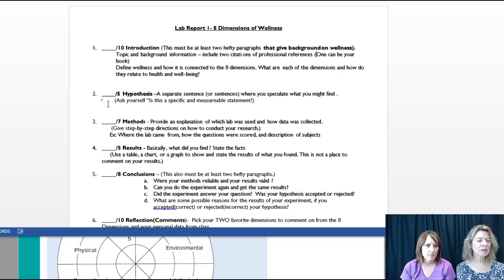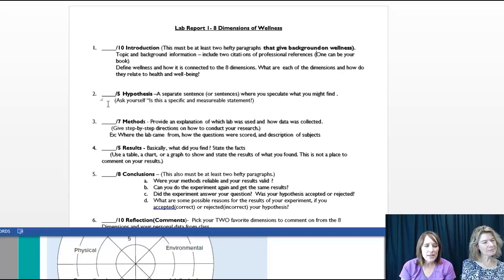So it might be something similar to: college students will score excellent in the physical dimension, or college students will score in the needs improvement area in the environmental dimension. So that would be based on your background or your knowledge of college students or research that's been done. You would set a hypothesis as to how you feel like this group of college students at CSU Pueblo are going to score. Excellent. Moving on to the methods.